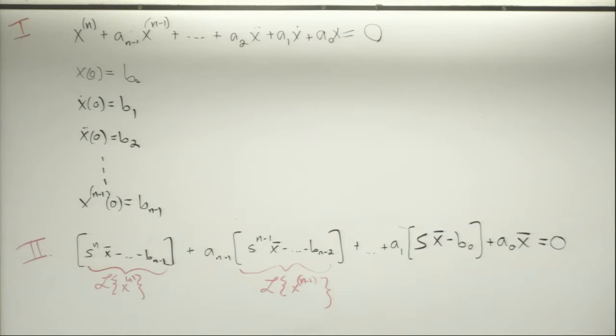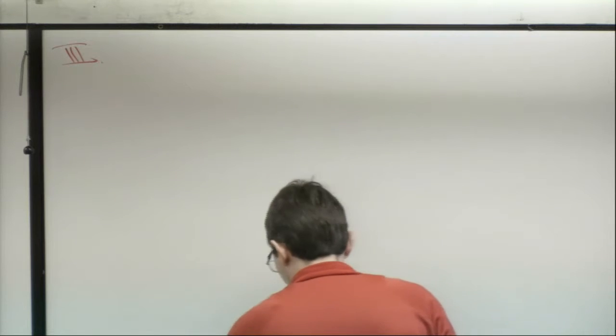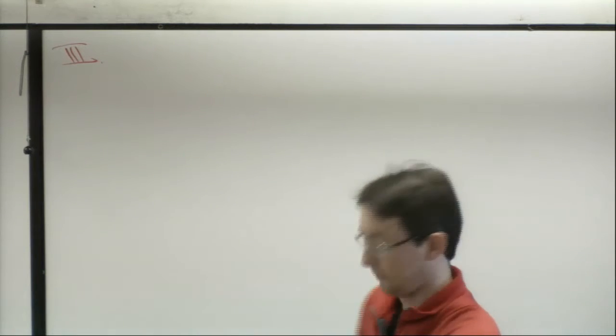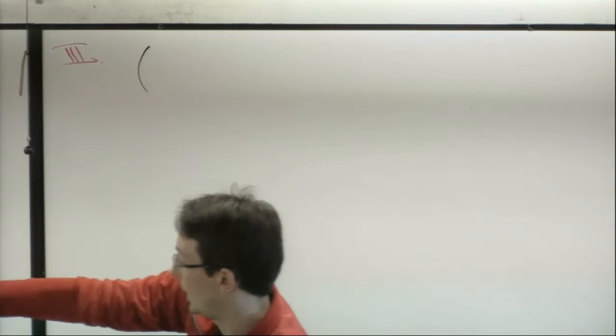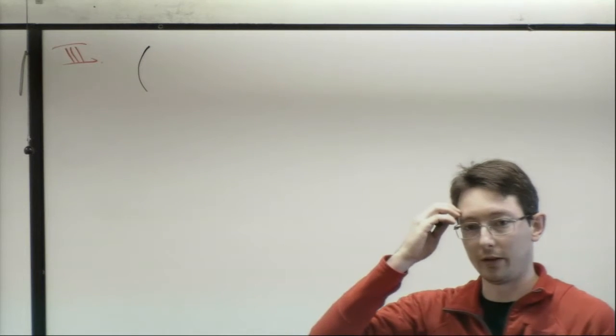So what's the next step? What's step 3? Combine all of the x bar terms and put all of the initial condition terms on the right-hand side. Okay, so step 3 is essentially combine all of the x bars and then put all of the initial condition terms on the right-hand side. So we're going to have something like, now how do I know how all of the x bar terms are going to combine? How do I do this really, really easily?